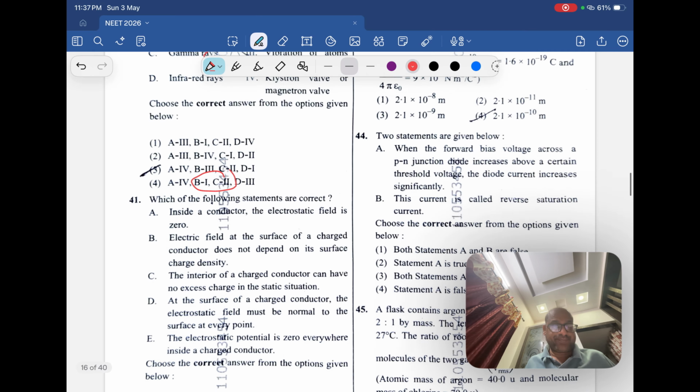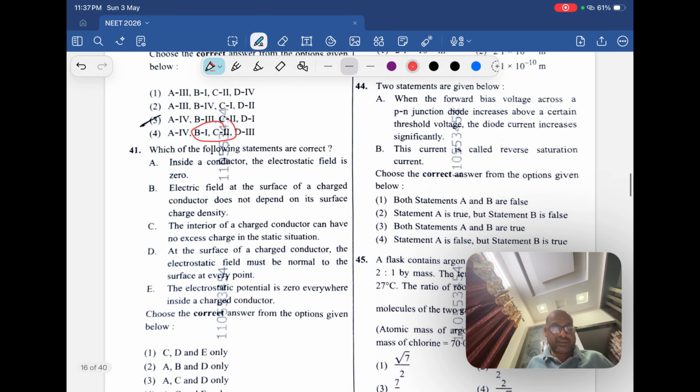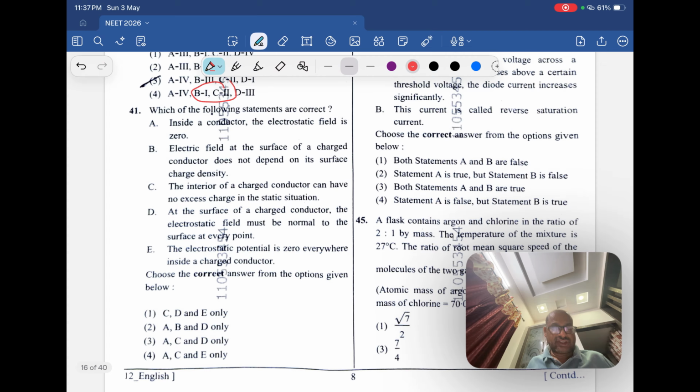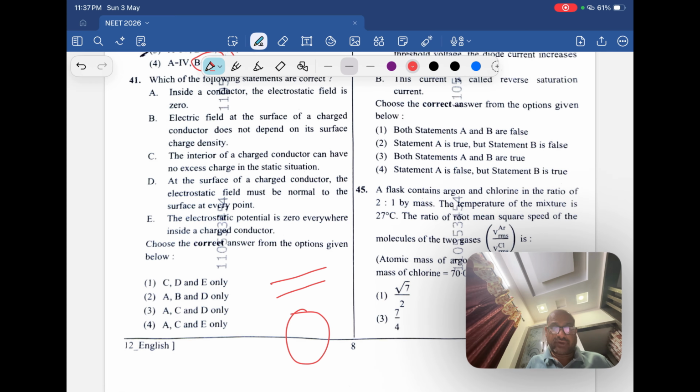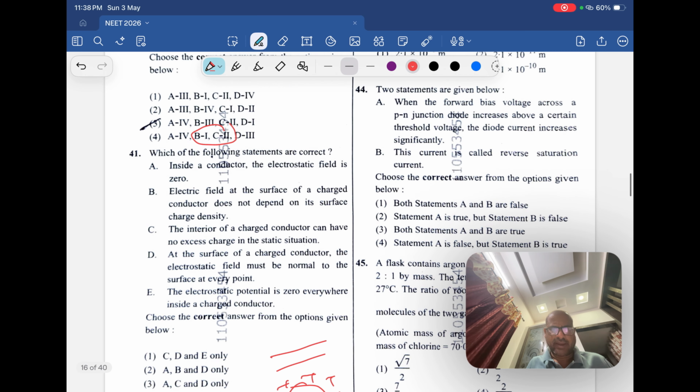Now, which of the following statements are correct? Inside a conductor electric field is 0. Electric field is 0 under what conditions? Electrostatic conditions. So when you give any charge, it resides only on the outer surface, and E will be 0 inside a conductor, with excess charge outside. But as a general statement, inside a conductor electric field is 0, it is not always true, because when you apply a potential difference across the ends of a conductor, you make the current flow. In that case, the electric field is not 0. So that statement I will suggest as wrong.